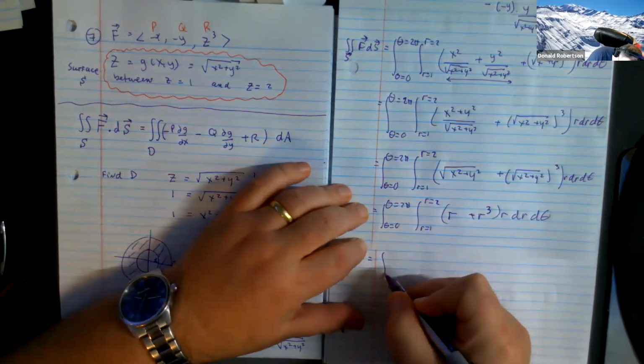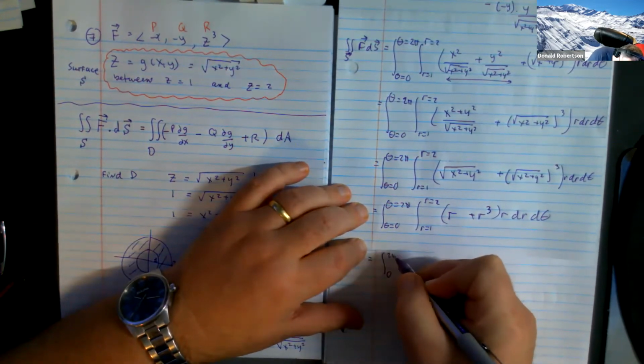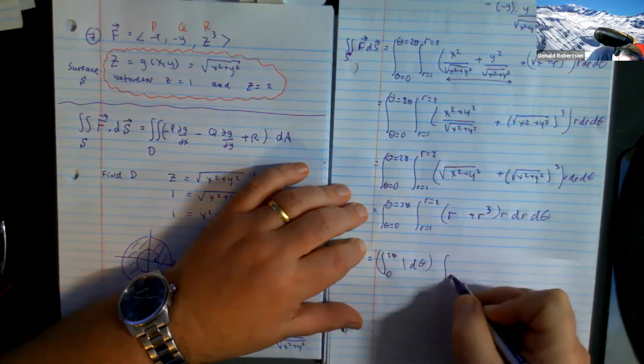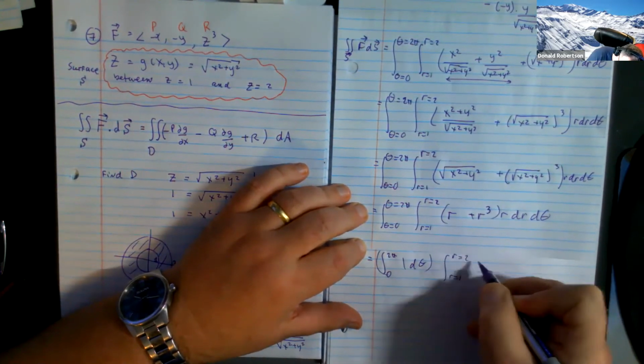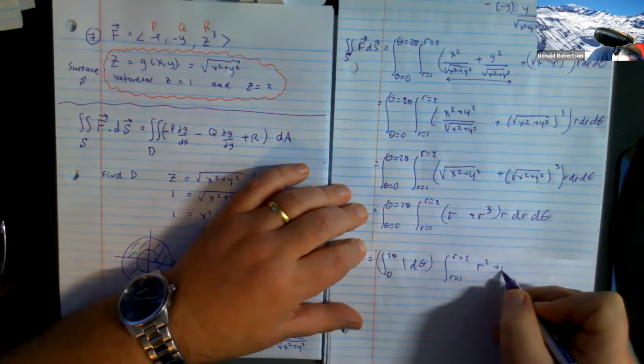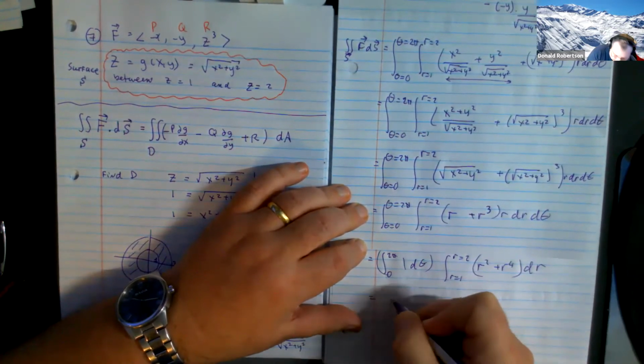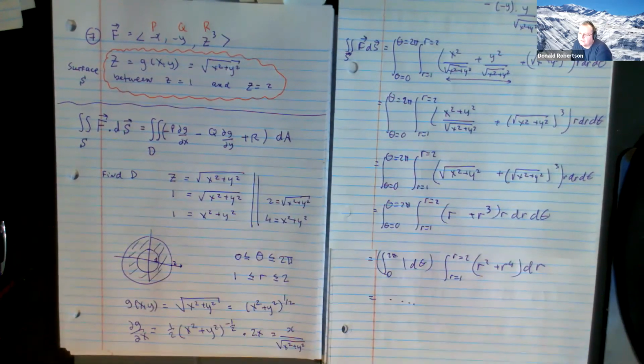So I want to do 0 to 2 pi of 1 d theta. I want to do 1 to 2 of essentially that guy. And can I dot it now, because it's pretty well done.